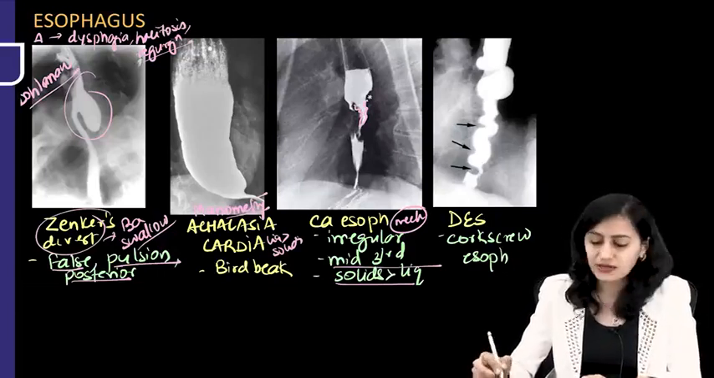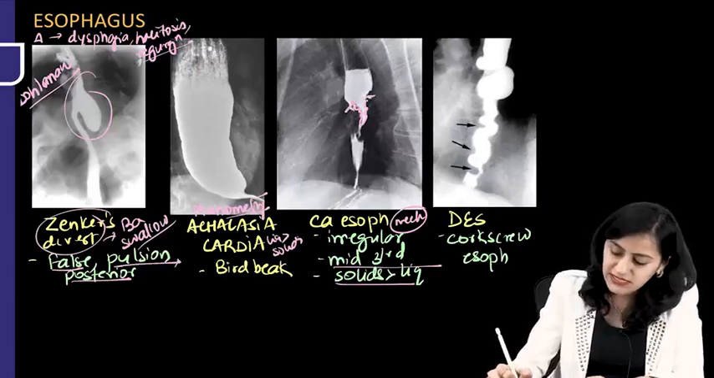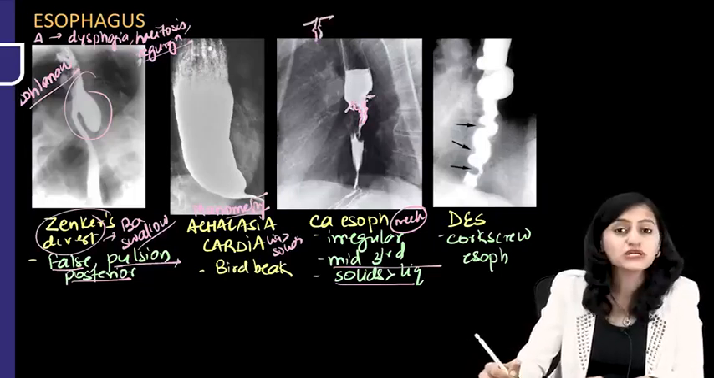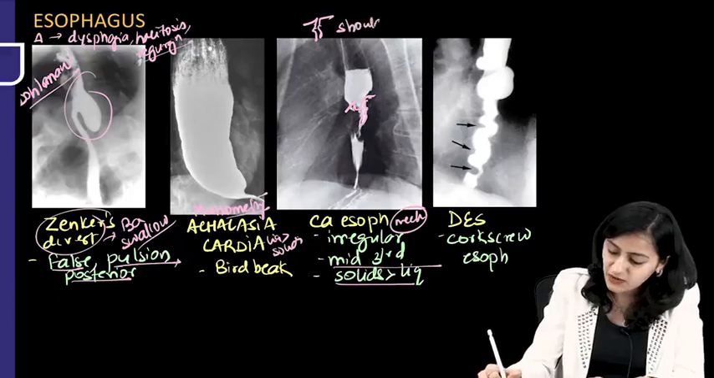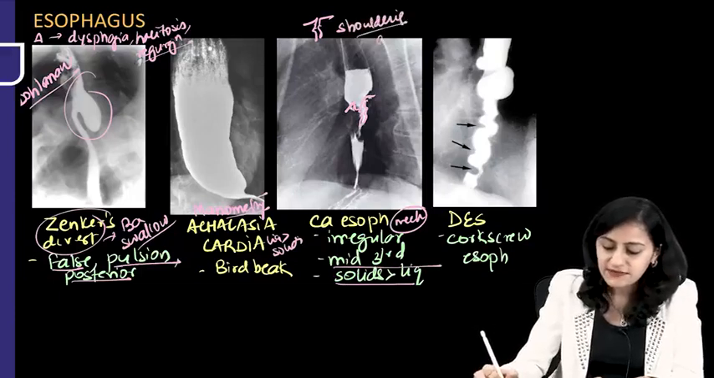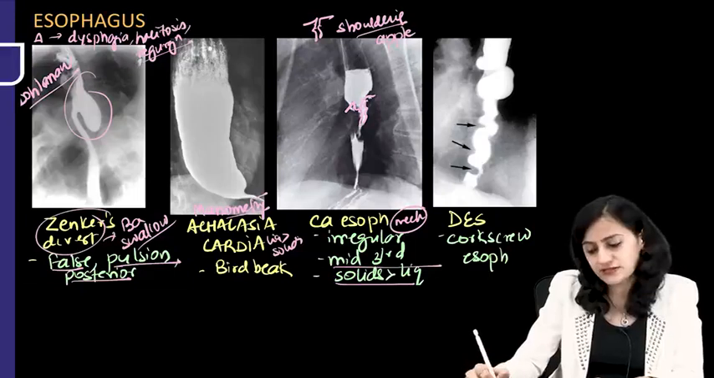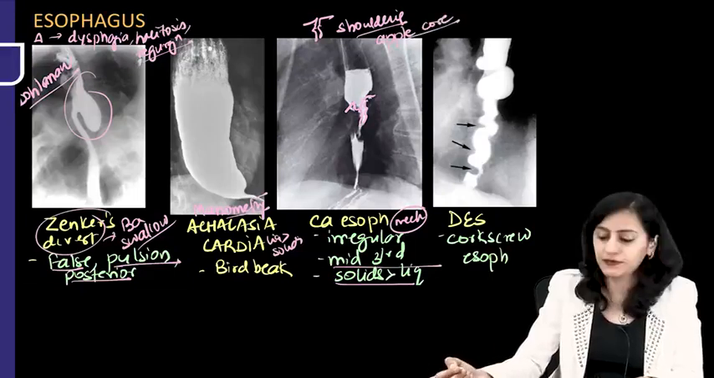And we would see the irregular narrowing with this shoulder-like appearance. This is called shouldering. A similar thing in cancer colon is called the apple core appearance.